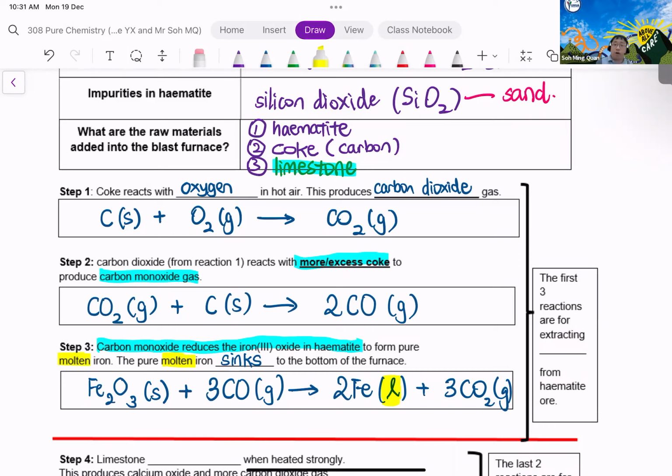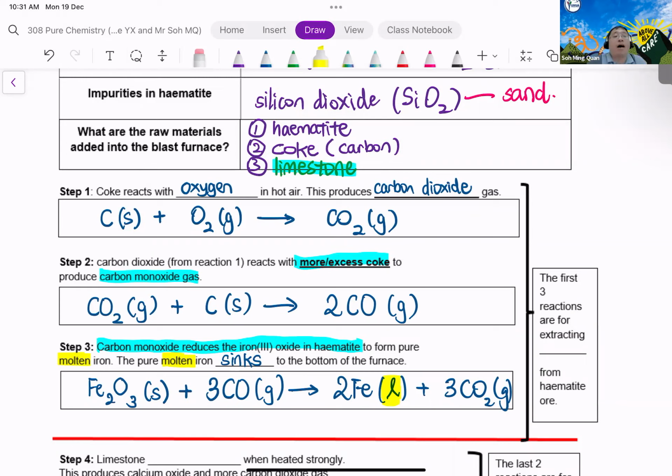Okay, once you're done with copying these equations, can you please give me a thumbs up so I know I can continue? Okay, when copying the equations, make sure you copy the state symbols in because the exam question may ask you for the state symbols.